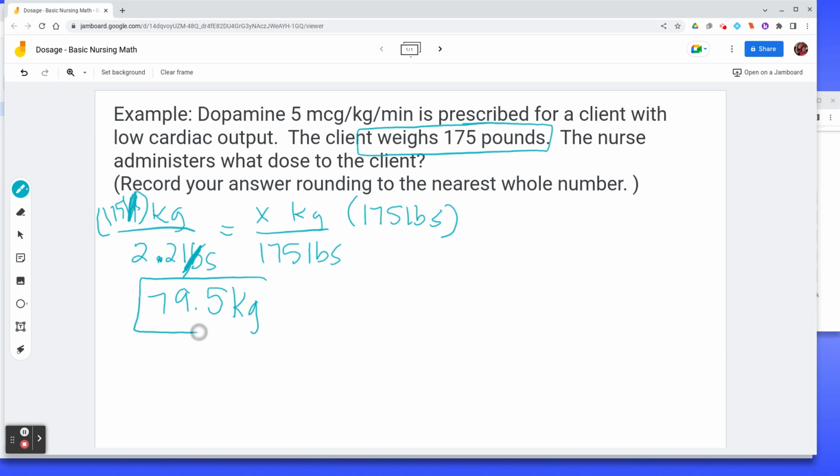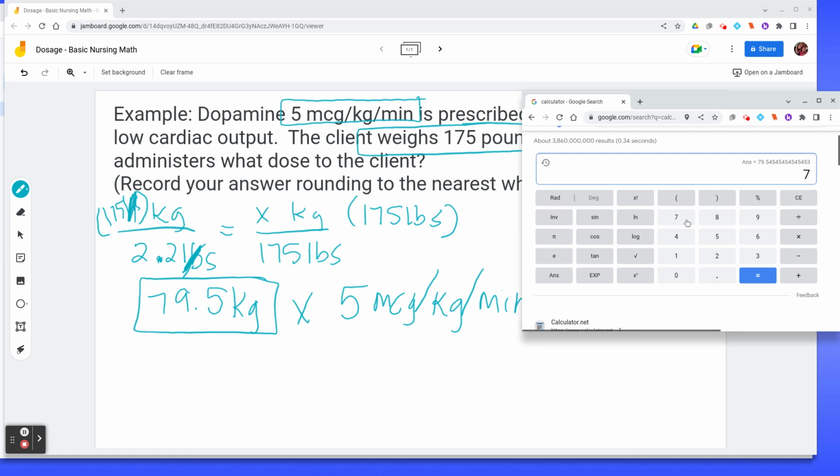Now that we know how much our client weighs, we can determine what dose to administer to the client. We're going to take our kilograms and multiply it by our 5 micrograms per kilogram per minute. So in our calculators, we have 79.5, and we're going to multiply that by 5.